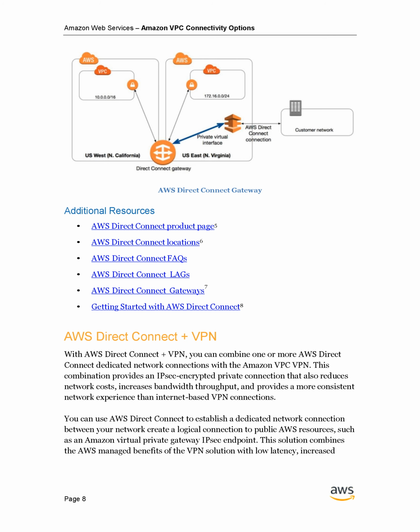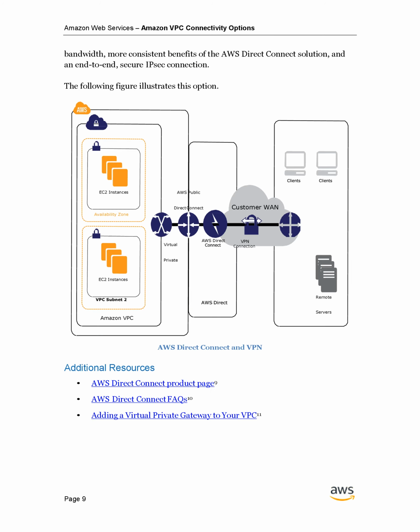You can use AWS Direct Connect to establish a dedicated network connection between your network, create a logical connection to public AWS resources, such as an Amazon Virtual Private Gateway IPsec endpoint. This solution combines the AWS managed benefits of the VPN solution with low latency, increased bandwidth, more consistent benefits of the AWS Direct Connect solution, and an end-to-end, secure IPsec connection. The following figure illustrates this option.